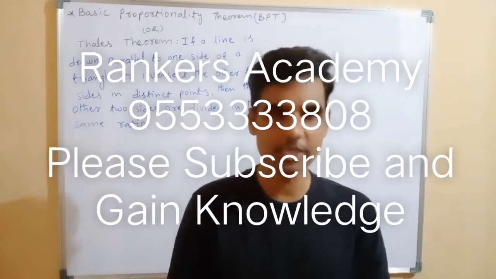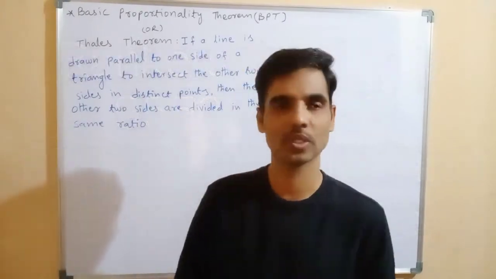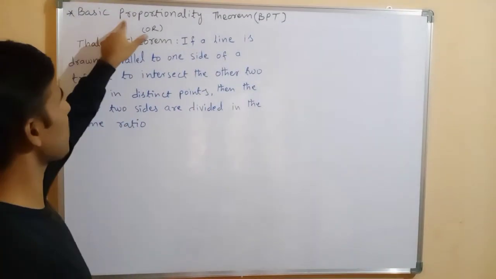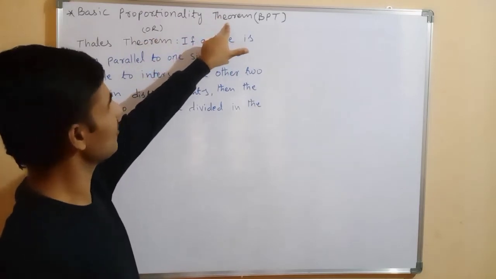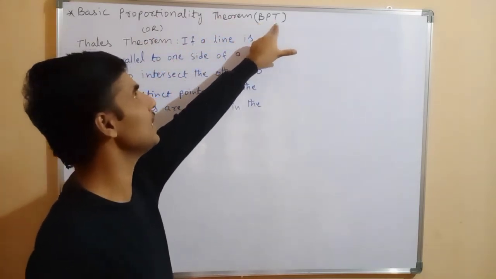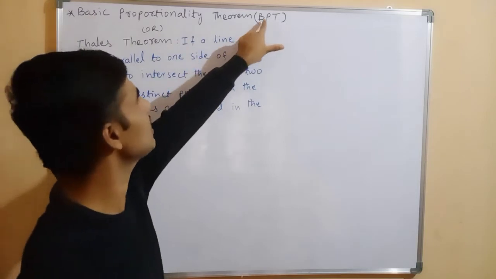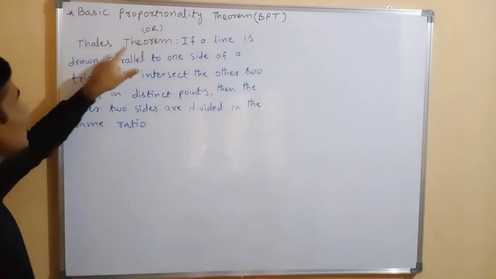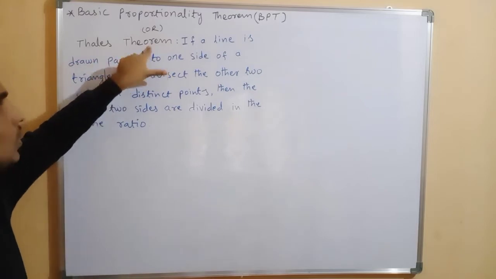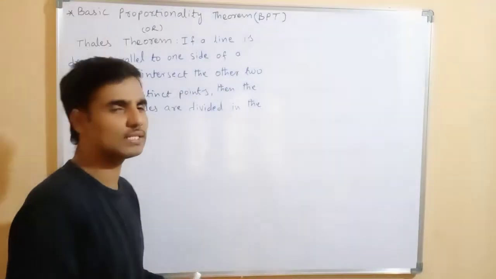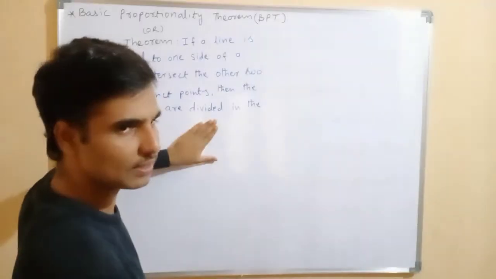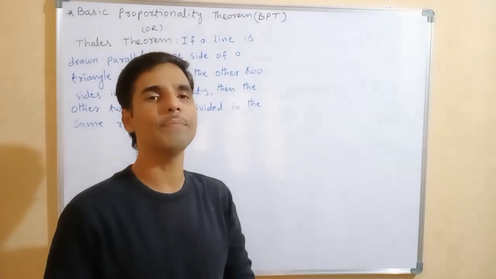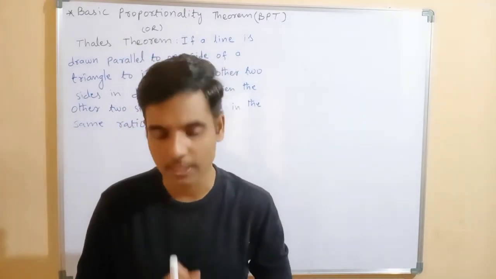Okay, dear students, now we are discussing the 8th chapter, Similar Triangles, 10th class: the Basic Proportionality Theorem, or in short form BPT. B means basic, P means proportionality, T means theorem. We can also call it Thales theorem. They will give a question in 10th class, sometimes as this statement, otherwise as "state and prove Thales theorem or BPT or basic proportionality theorem."